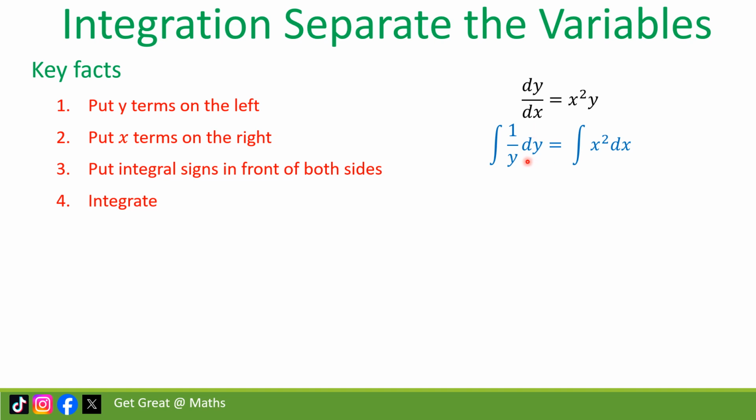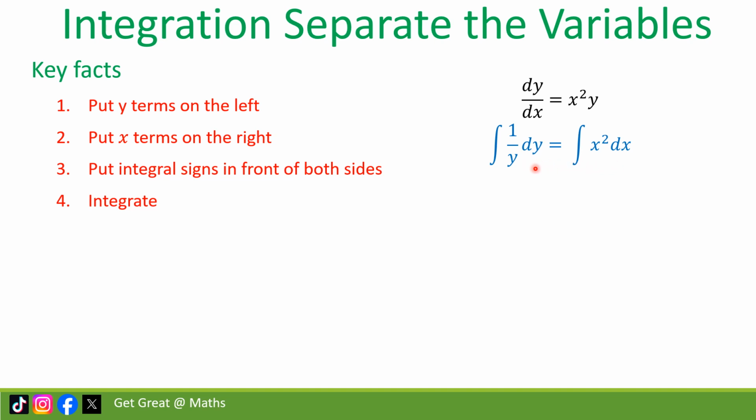Now, this is the same as dy divided by y, but it is much nicer to write your answer as 1 over y dy, because it is easier to integrate 1 over y dy rather than writing dy over y. So make sure the dy and the dx terms are always on the ends of the expressions. Then we're integrating x squared with respect to x, which is dx. So I've got to integrate 1 over y dy is equal to the integral of x squared dx.